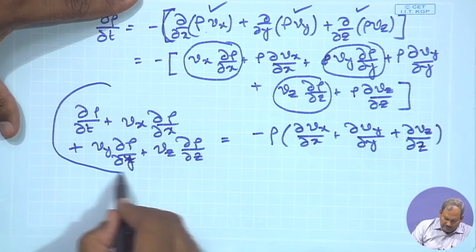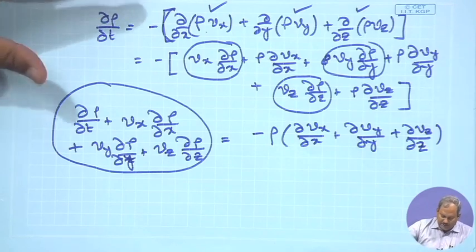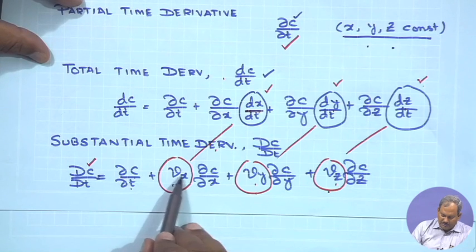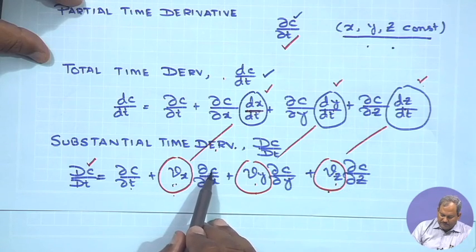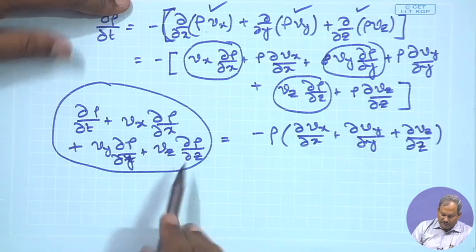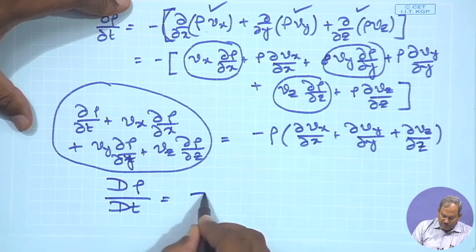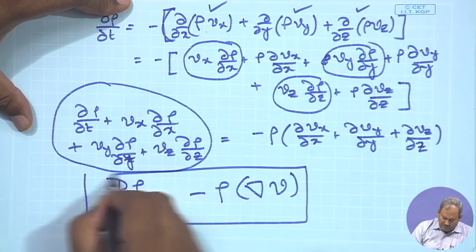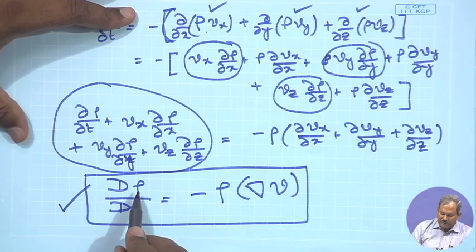If you look at the left hand side carefully, it is nothing but what we have written as the expression for the substantial time derivative, del c del t plus Vx del c del x plus Vy del c del y plus Vz del c del z. Simply replace c by rho and what you get is this expression. So, the entire left hand side can be expressed as D rho by Dt, which is equal to minus rho times del dot v. This is another form of equation of continuity where the rho is expressed in substantial derivative form.